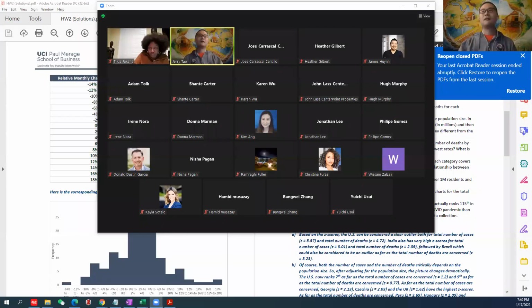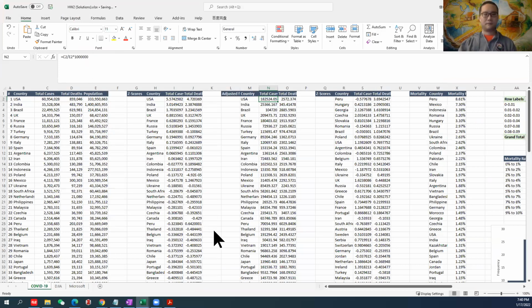Yeah, sure. As we intuitively would know, the adjustment would adjust for the population size, right? That means we would divide the original values in terms of total cases and total deaths by the population size. So for example, I can also do it here. Then I'll share my screen. Are you able to see the Excel worksheet I'm working on?